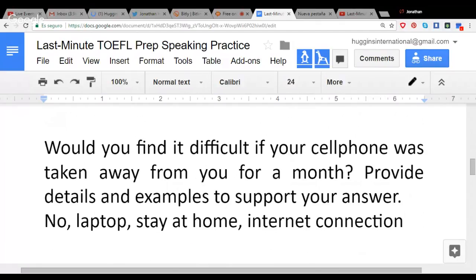I can use the landline to make phone calls, and I have Skype to make international calls online. So I do not necessarily need my cell phone with me in order to stay connected with friends and family and students.